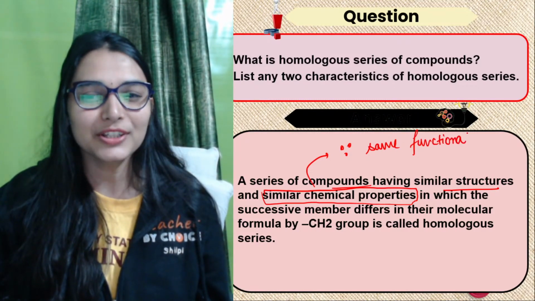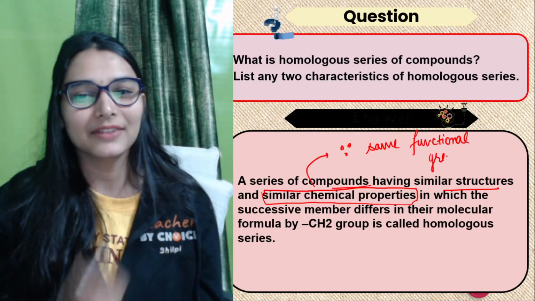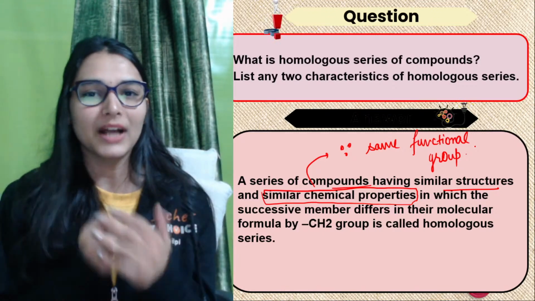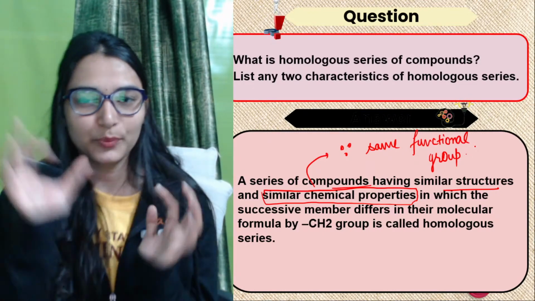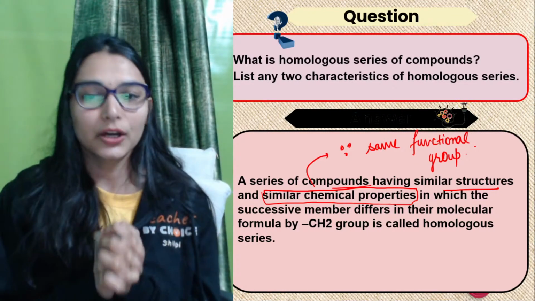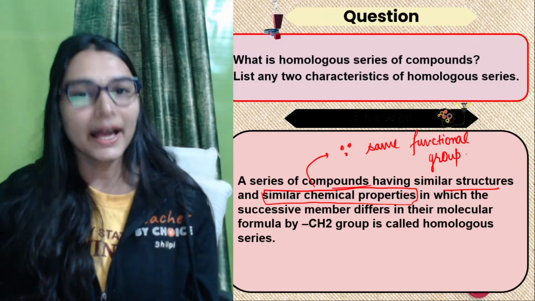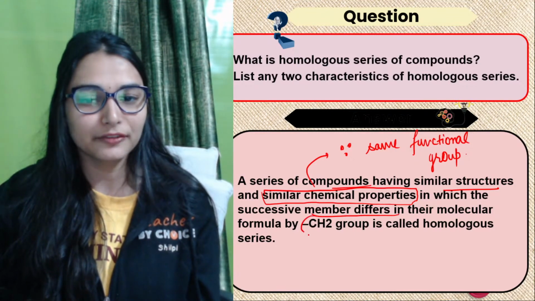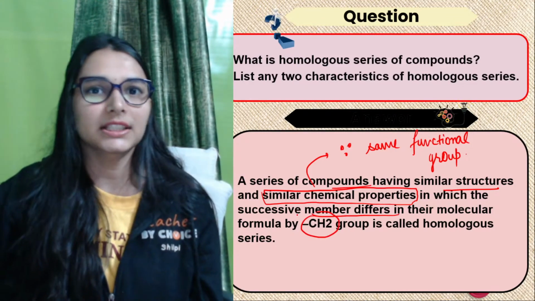Yes, so members of a homologous series would be having the same functional group, and the functional group is responsible for imparting chemical properties to a respective compound. You know that. Okay, so that is the primary reason. And also in homologous series we have seen the successive members will differ by a unit of CH2.